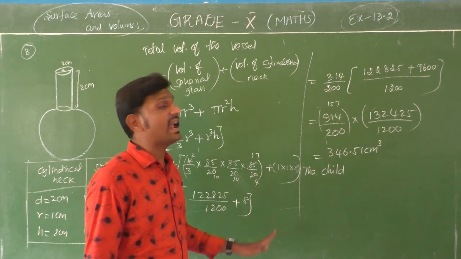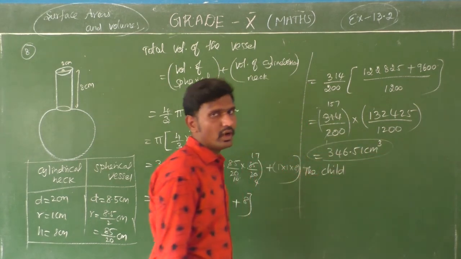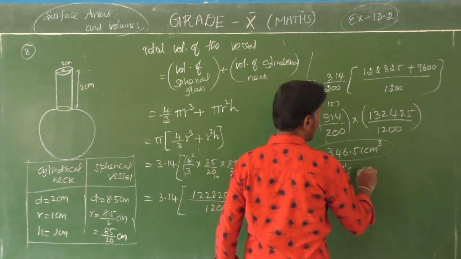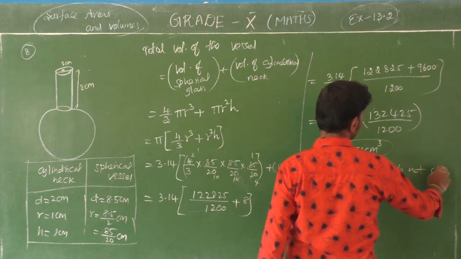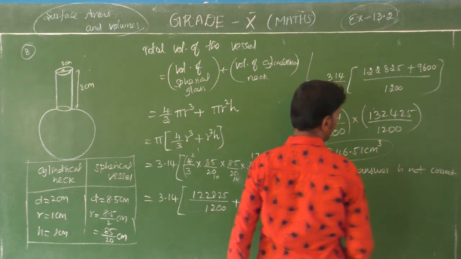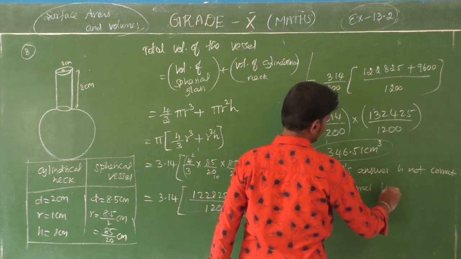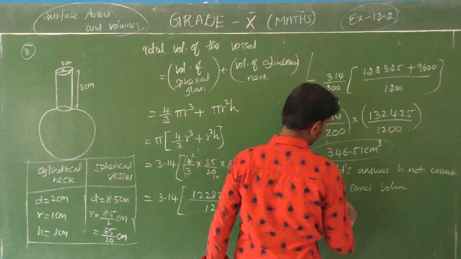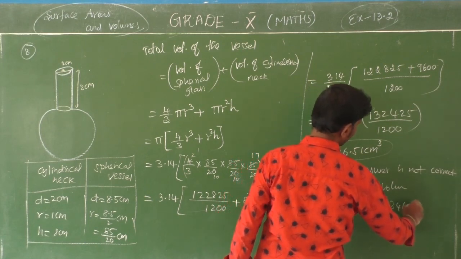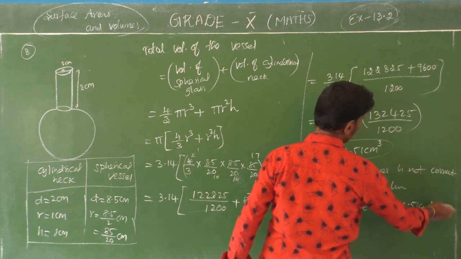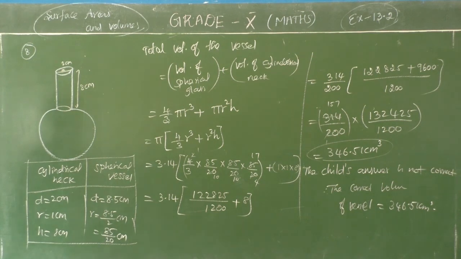But our answer is 346.51. So the child's answer is not correct, which is wrong. The child's answer is wrong. Therefore the correct volume of the vessel is 346.51 centimeter cube. This is the final answer. Have you got it, students?